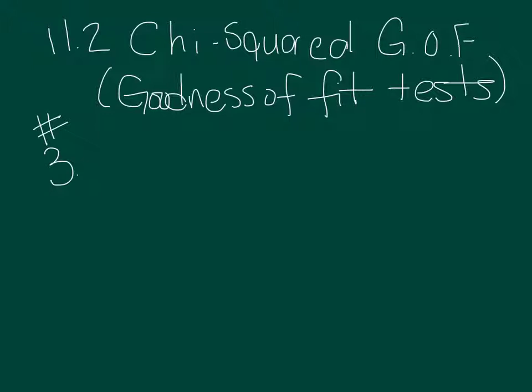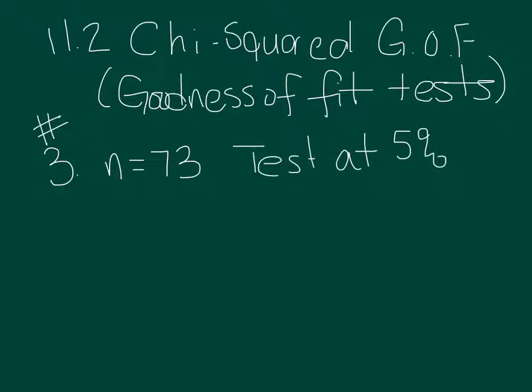A retail buyer took a sample of 73 stamps, I'll write that on here really quick, from the lot and sorted them by age. The results are given in the table provided, and we want to test at a 5% level of significance whether there is sufficient evidence in the data to conclude that the age distribution of the lot is different from what was claimed by the seller. So here is our distribution given in the table in the book.